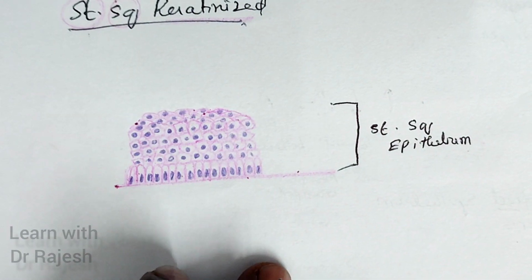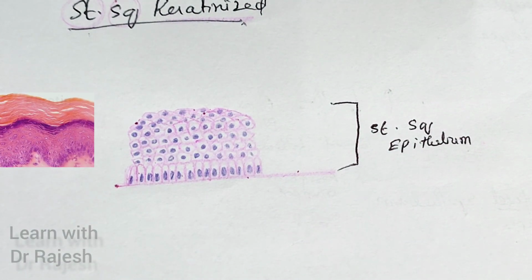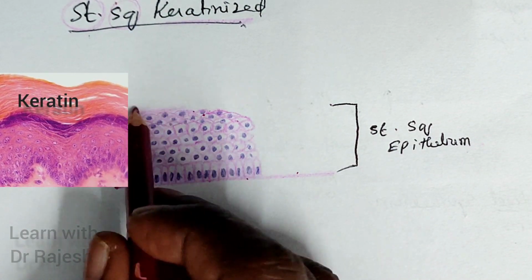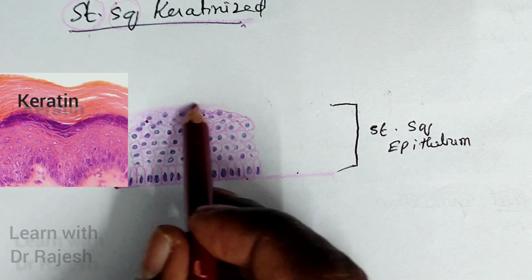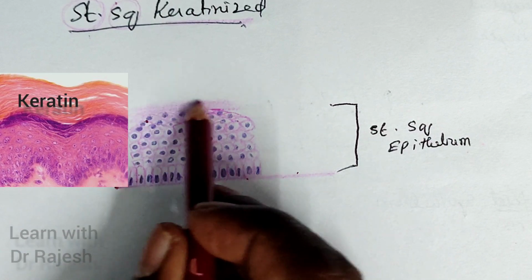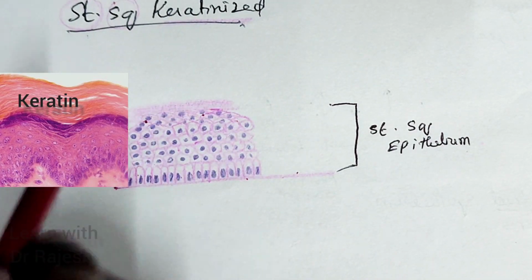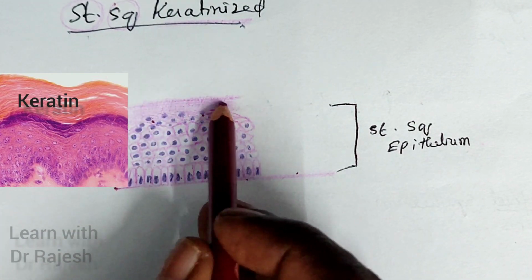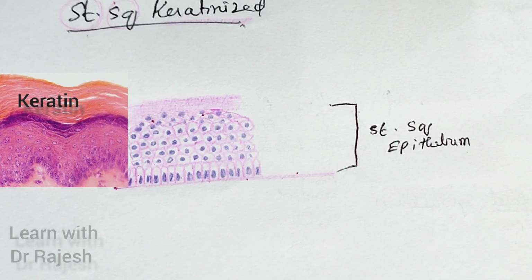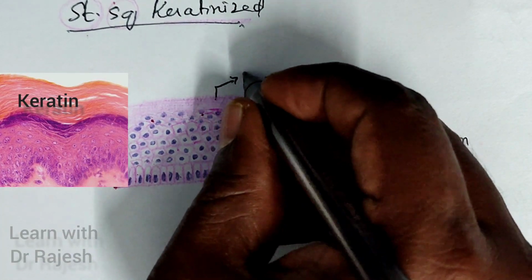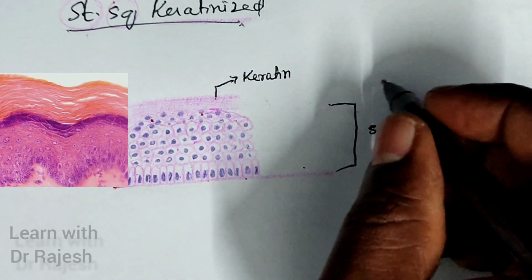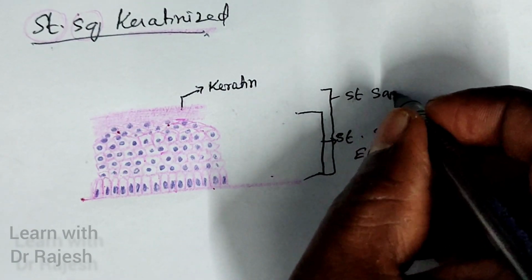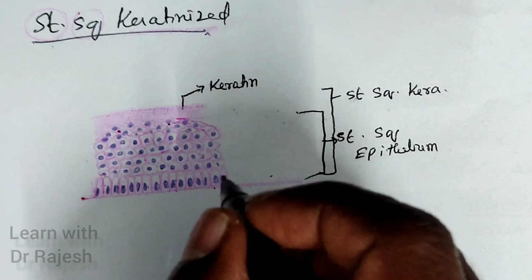Next, how to draw stratified squamous keratinized epithelium. On top of this last layer of squamous epithelium, just shade without leaving gap. So this shade represents the keratin layer. This shade is nothing but the keratin layer. So now the epithelium becomes stratified squamous keratinized epithelium.